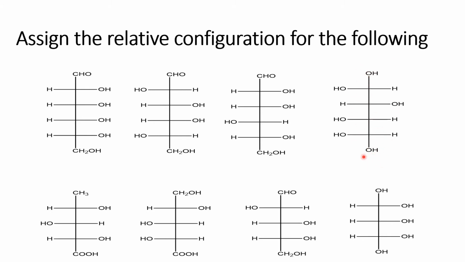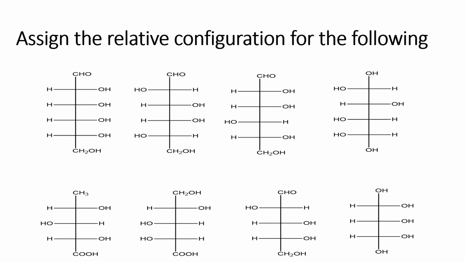We do not consider this as a simple unit. Okay, in the same way, if we assign this also, this is D, this is L, this is D, and this is D. Here also the same symmetry is there. Therefore, this is a meso compound. We do not assign the structure. Okay, so now these are the DL configurations.